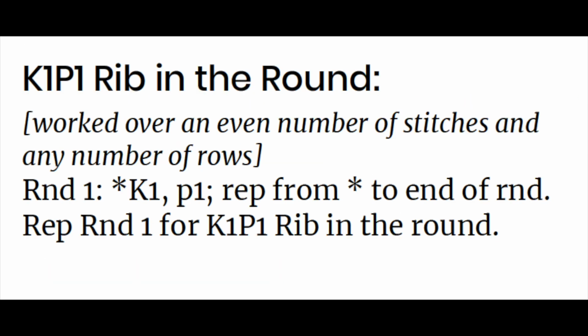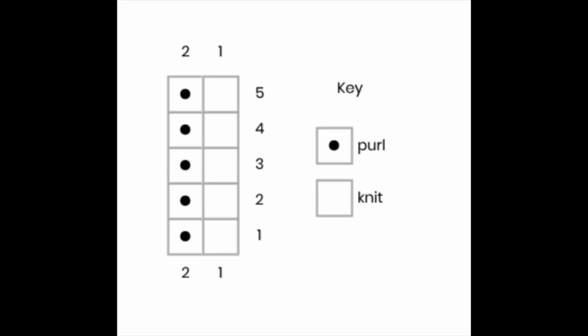Now to work this in the round, these are the written instructions. Round 1, knit 1, purl 1, and we have that asterisk again because we're just going to continue doing those 2 stitches to the end of the round. And this one is worked over an even number of stitches. Because we're working in the round, we don't need an edge stitch for the other edge. Once you've established that pattern, you'll continue that pattern in the round.